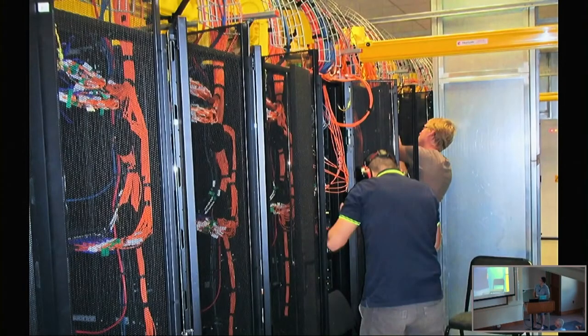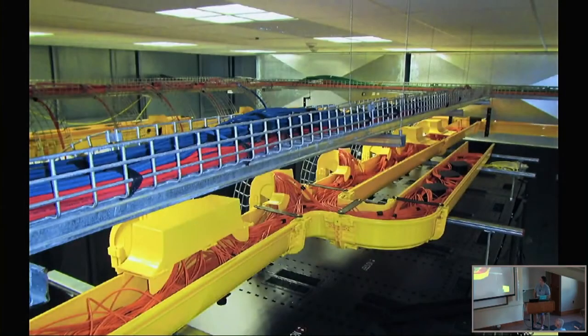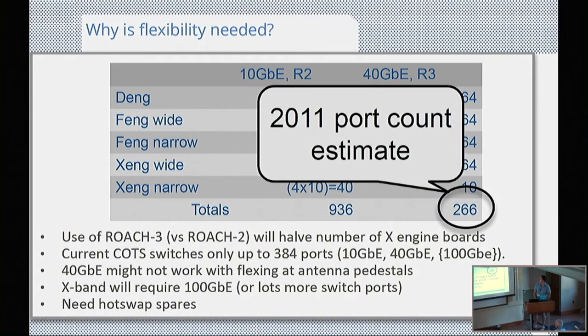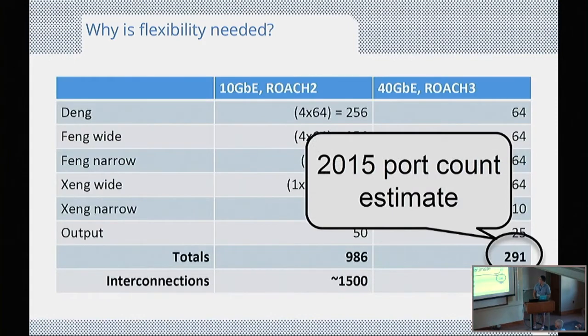Here's just another picture of the install. It gives you some sense of the scale and all the cables coming into each rack. These are some of the fiber trays on top. There's well over 1,000 of these things. Why do we need all this flexibility? Here is a slide deck from 2010 that I resurrected and found here that we'd predicted we would need 196 40 gig ports. By 2011, the number had gone up to 266. By 2015, it had gone up to 291.